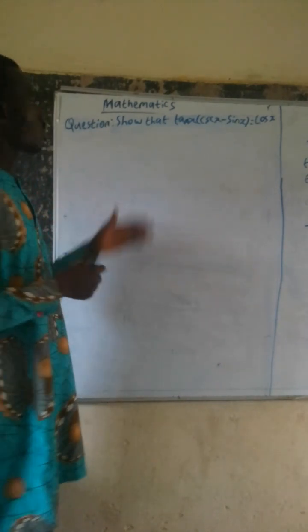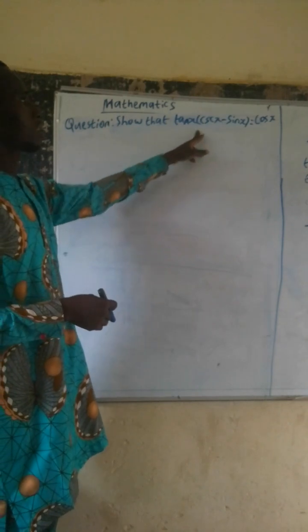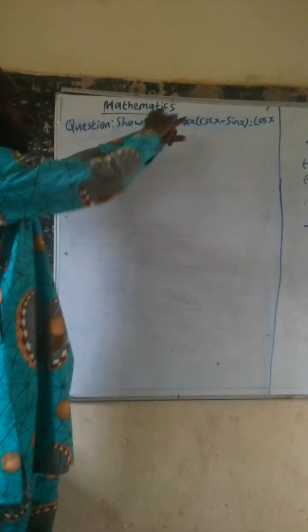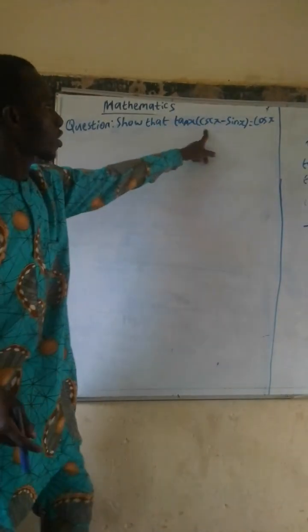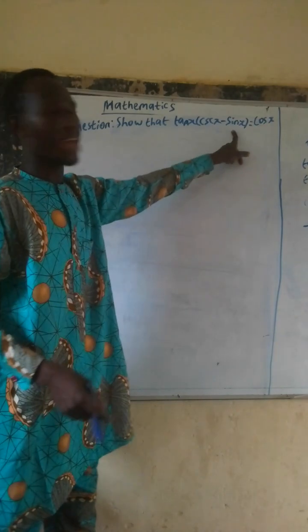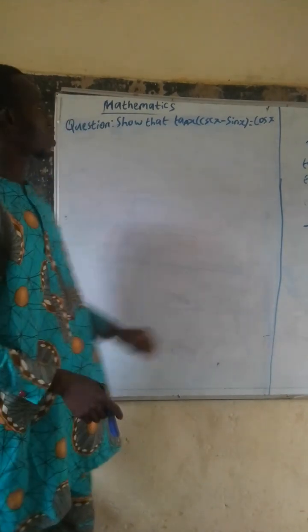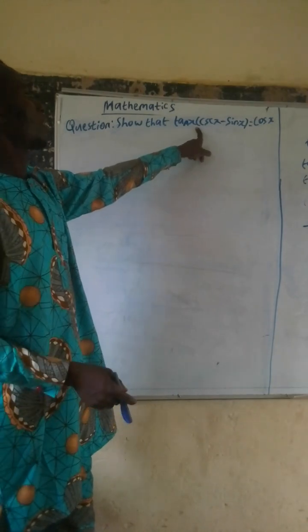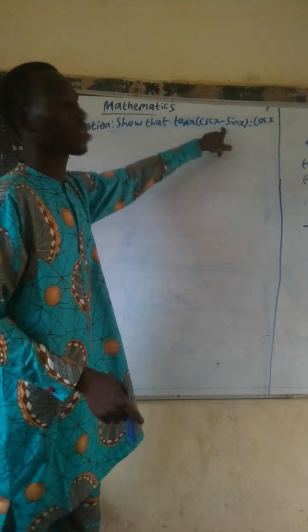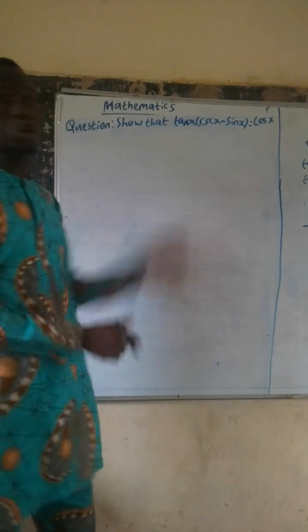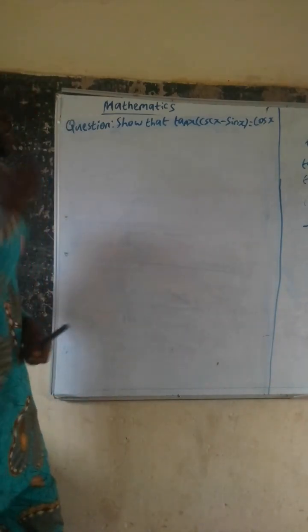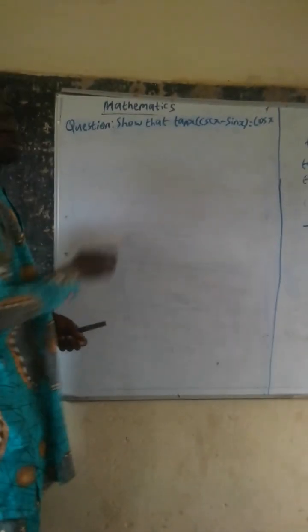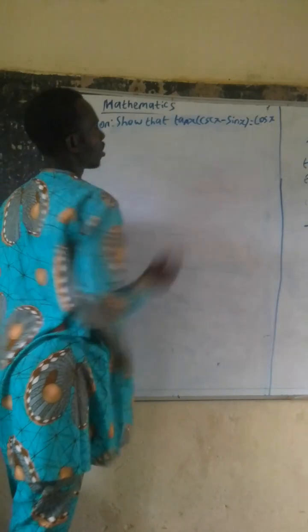So the question says, show that tan x multiplied by (cosec x minus sin x) is equal to what? Cos x. So show that tan x multiplied by (cosec x minus sin x) is equal to cos x. Now, that means we need to do what? Prove that this is equal to this. Are you getting it?